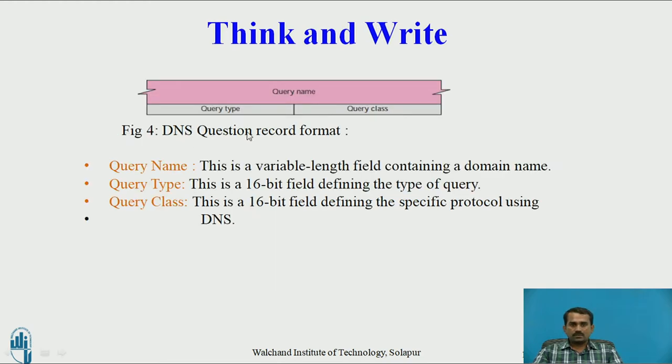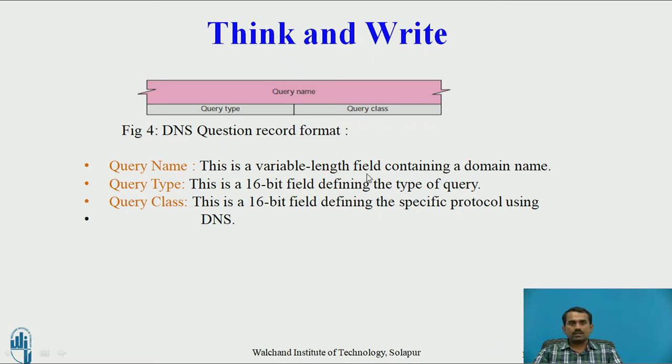DNS question record format. Okay, this is a DNS question record format. It contains three fields: query name, query type, and query class. Query name is a variable length field consisting of a domain name. There are so many domain names we discussed in the last lecture. It may contain any one of the domain names.